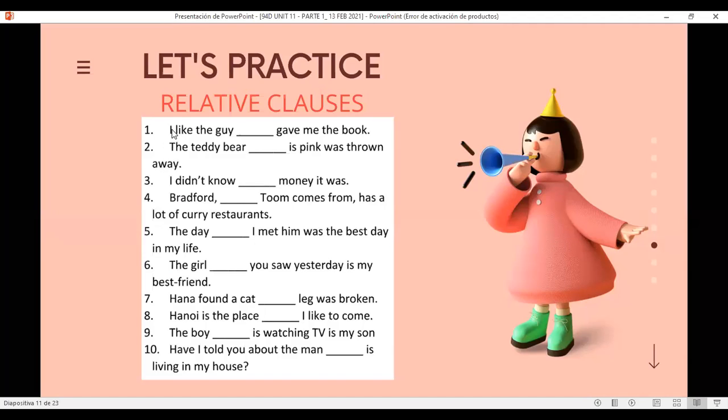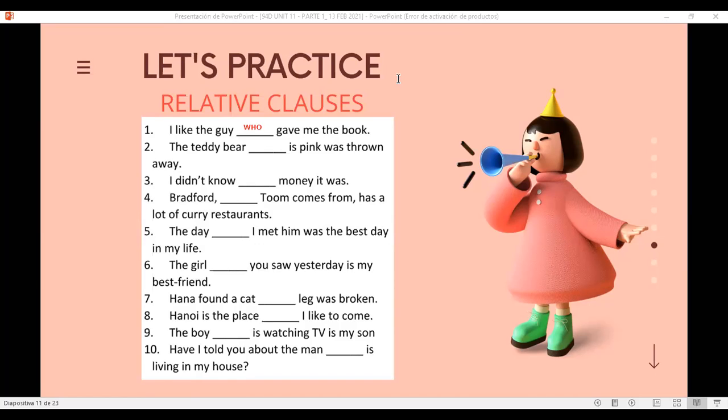I like the guy who gave me that book, right? I like the guy who gave me that book. Sí, me gusta el chico que me dio o quien me dio este libro. Very good. Let's continue with number 2. The teddy bear which is pink was thrown away. Sí, el peluche rosado fue tirado.